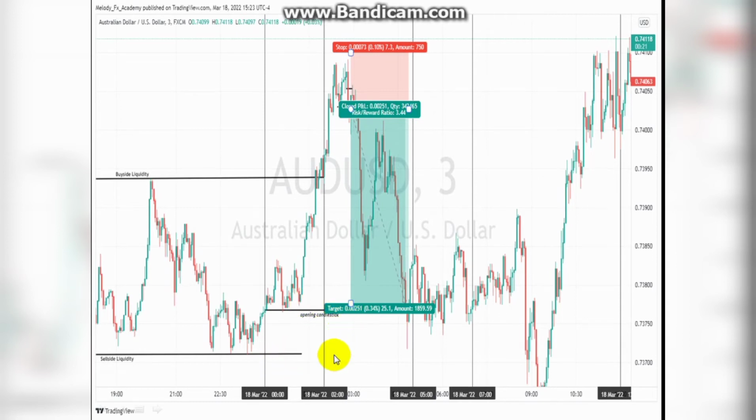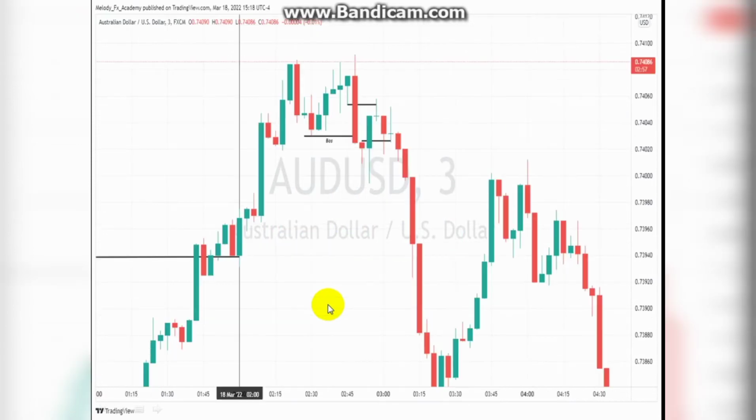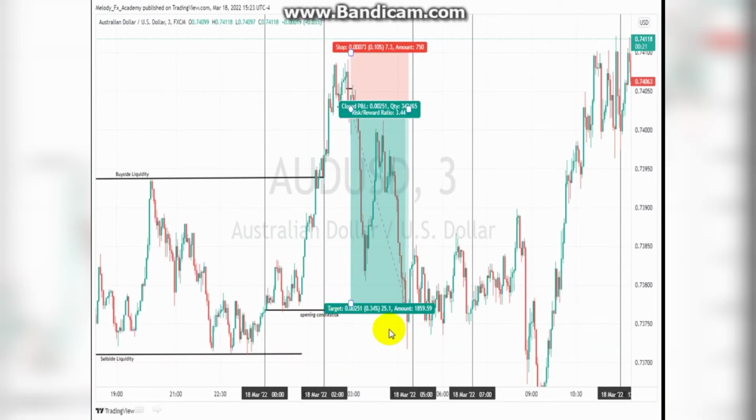So I was waiting for the sell side liquidity, which is this sell side liquidity. These equal lows, these clean lows, were too clean, so I was expecting them to be taken out. So I was waiting for it to be taken out. Now I waited until the New York session opened.